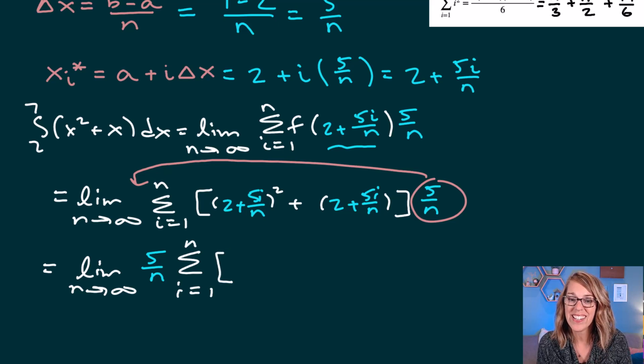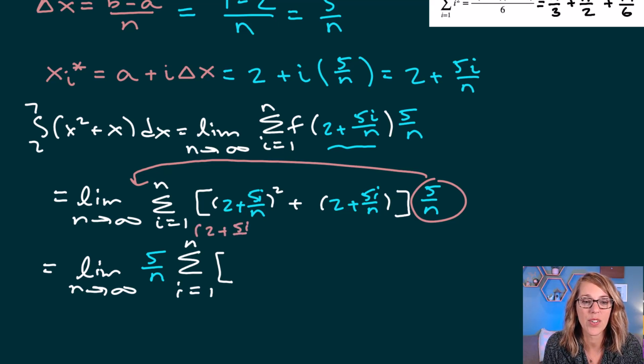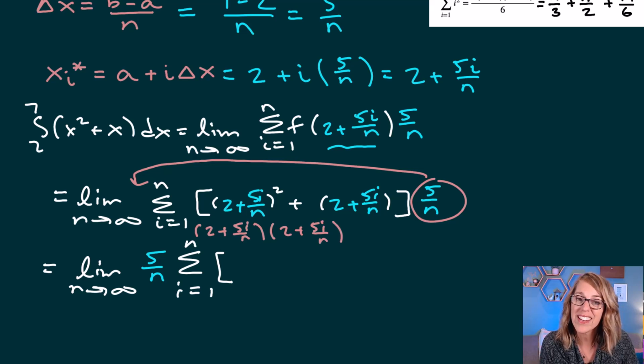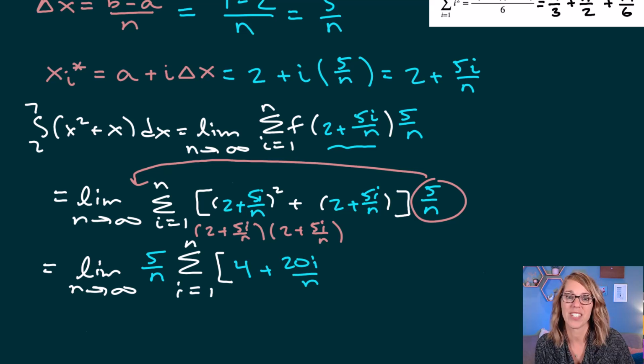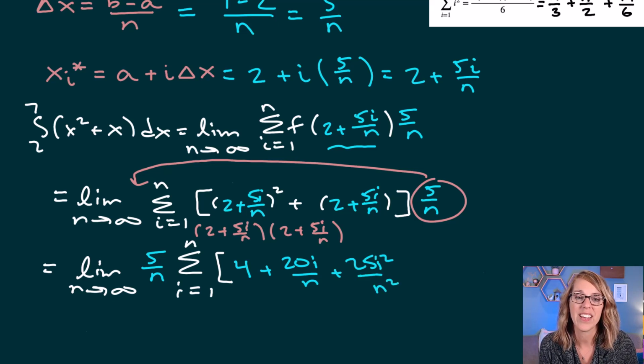Inside that summation, I need to square the 2 plus 5i over n. Technically, I am doing FOIL. So you can double check my work here by FOILing 2 plus 5i over n times itself. I end up with 4. My outer is going to be 2 times 5i over n. That's 10i over n. My inner is also going to be 10i over n. So that's going to give me 20i over n. And then multiplying those last two together gives me 25i squared over n squared. That takes care of that quantity squared. And then I've got the 2 plus 5i over n on the end.